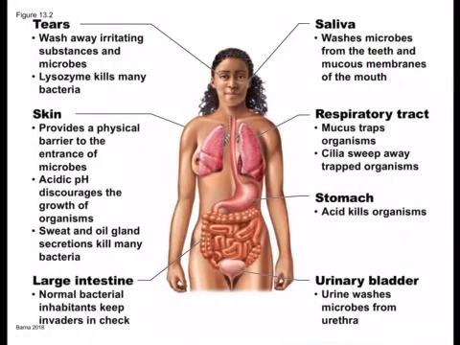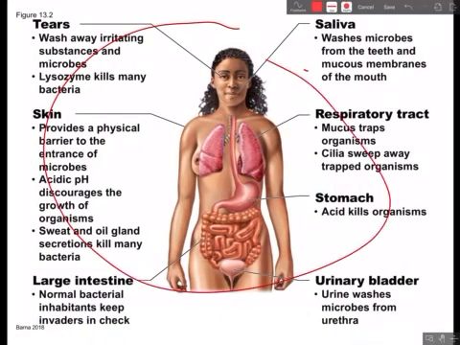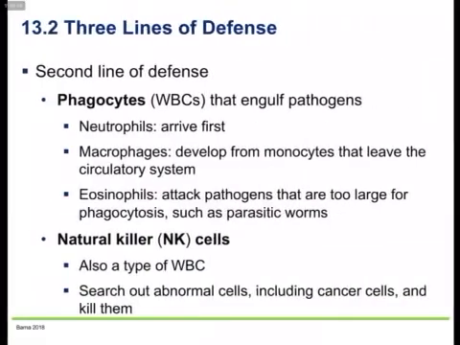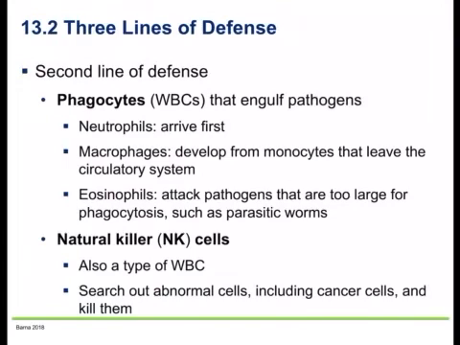So this is just a nice summary here of the first line of defense. All right, your second line of defense, this is where we get into some cells. We're still non-specific, so anything foreign they attack. Phagocytes, these are white blood cells. We have a couple of them. The most predominant ones are neutrophils and macrophages.